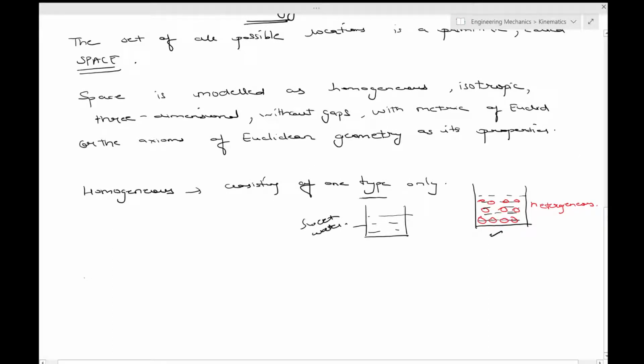Then you have the word isotropic. It means direction independence.